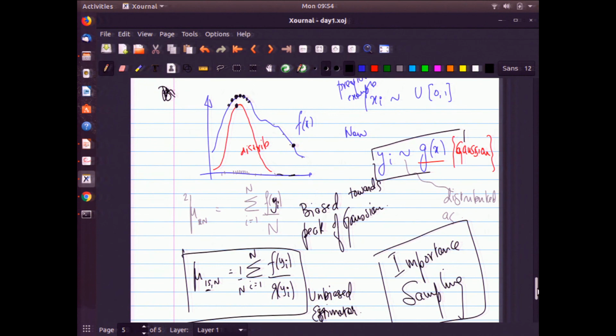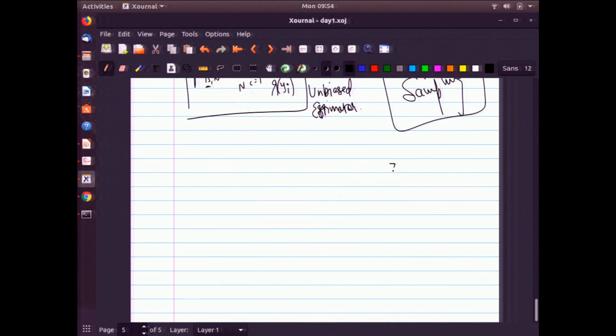Now, the most interesting thing about importance sampling is if you know how to generate samples from f of x itself. So rather than choosing g of x to be different from f of x, what if I sample from f of x itself? If I'm able to draw samples from f of x, then what is my estimator? Can anyone tell me?